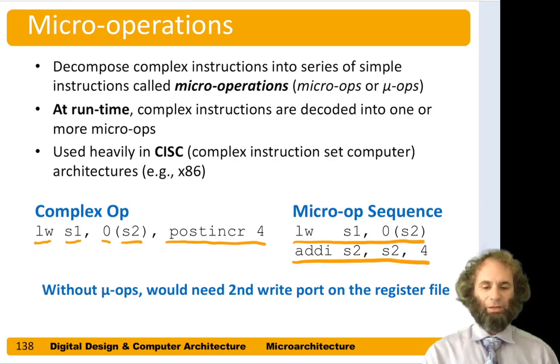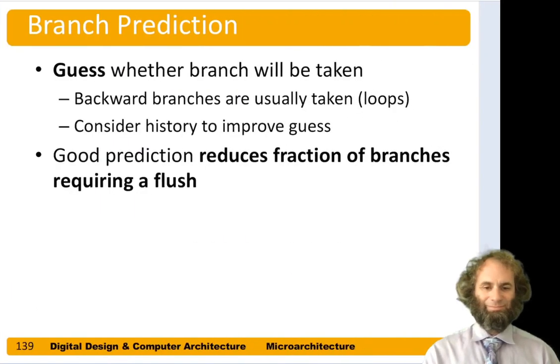So without the micro-ops, we'd need a second write port on the register file to be able to write 2 results in a single cycle. That would make the register file larger and slower, so it's often better to break it up into these micro-ops. In branch prediction, we take a guess of whether the branch will be taken. If you have a backward branch, these usually occur in loops, and a loop usually executes more than once, so backward branches are mostly taken.